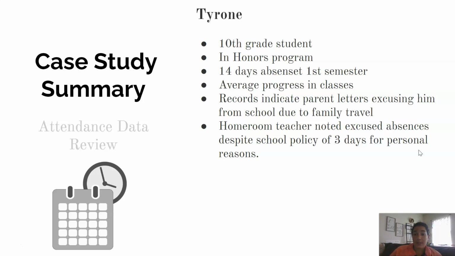Another student that the principal looked into was Tyrone. He's a 10th grade student in the honors program. He had 14 days of absence in the first semester. He was performing on average for his classes, but the records did indicate that his parents had continually excused him from school due to family travel. Mom had a business trip, dad was taking a trip to a location the student had never been to, so they were continually justifying his absences. And in the records, the principal did find that the homeroom teacher was excusing these absences despite the school policy of just 3 days for personal leave.